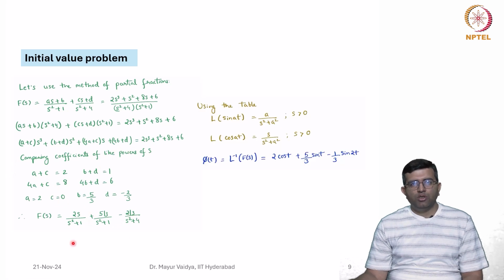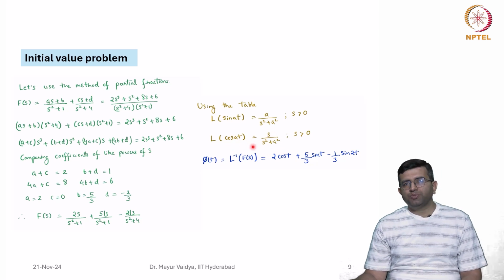Now again you take the inverse of this. We know about this quantity: when it is a by s square plus a square, it is the Laplace of sine at. When it is s by s square plus a square, it is the Laplace of cos at. It is given in the table also.